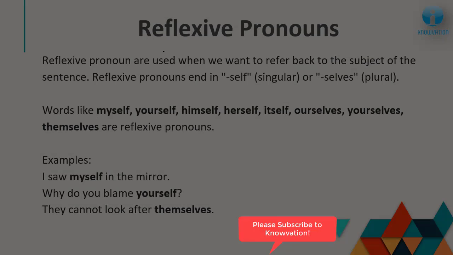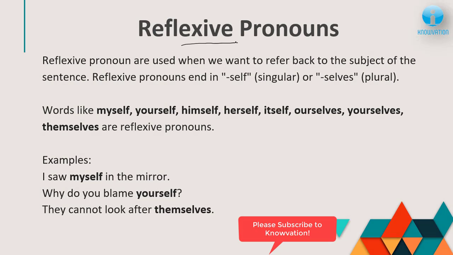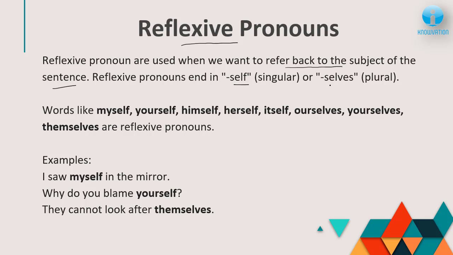Aage badhte hain. Now coming to reflexive pronouns. Let's see what these are. So reflexive pronouns are used when we want to refer back to the subject of the sentence. So ye pronoun tab use honge when I want to get back or refer back to the original subject of my sentence. So these type of pronouns end with self or selves. Self singular ke liye end hota hai aur selves plural ke liye end hota hai. So words like myself, yourself, himself, herself, itself, ourselves, yourselves, themselves are called reflexive pronouns.